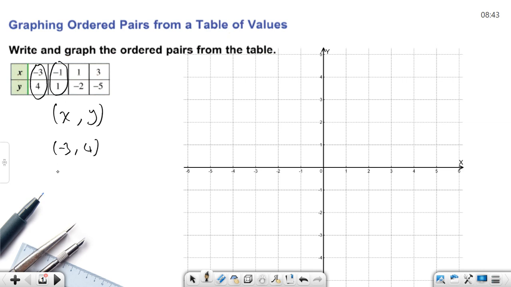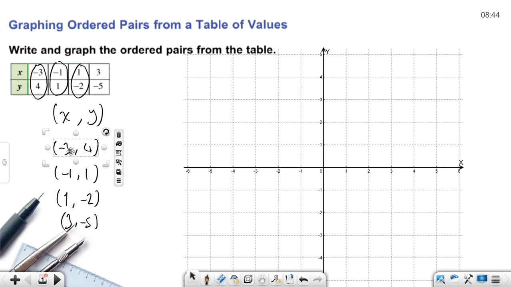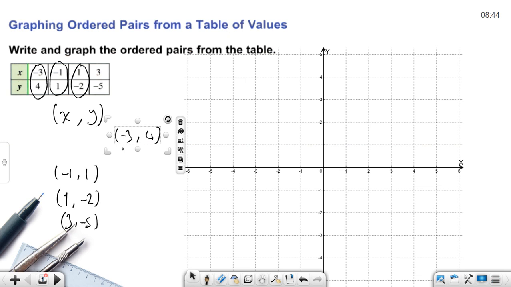So here, as you see, -1 and 1 is the second point. Then what do we have? x is 1, y is -2, so 1 and -2. And the last one is 3 and -5. So don't forget. Let's take the first one. At first, let's use this value, -3 and 4. The -3 is the x value.